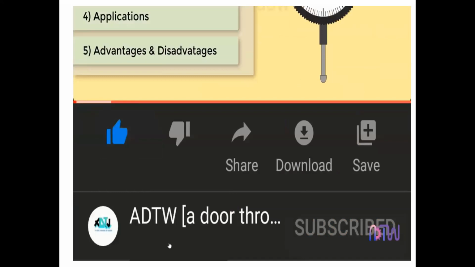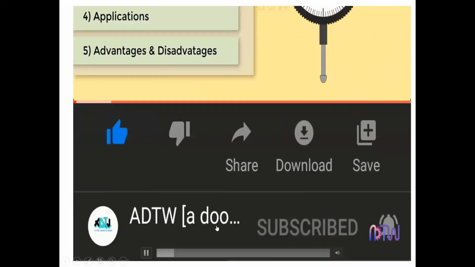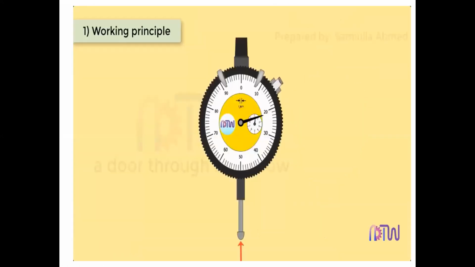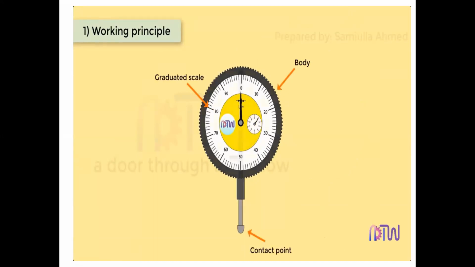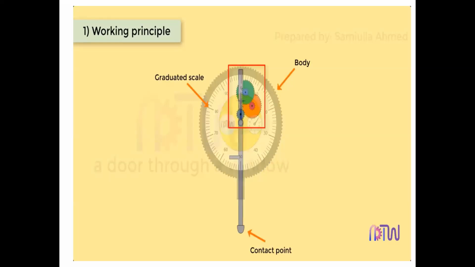Let's start. Working principle of dial indicator. It operates on the principle that a very slight upward pressure on the spindle or plunger at the contact is indicated on the face of the dial by the pointer. Dial indicators consist of a body with a round graduated dial and a contact point, which is connected with the gear train, so that the pointer on the dial face magnifies and indicates the amount of plunger movement.